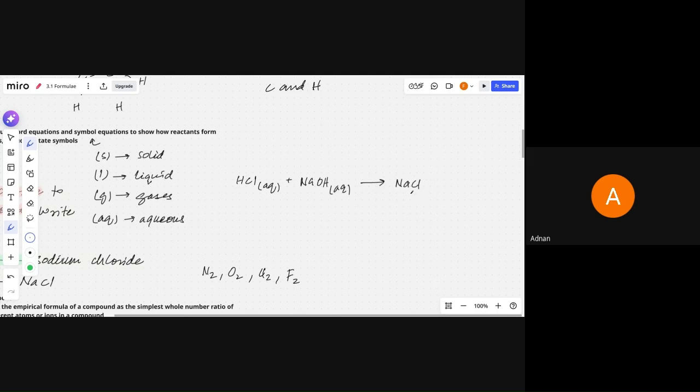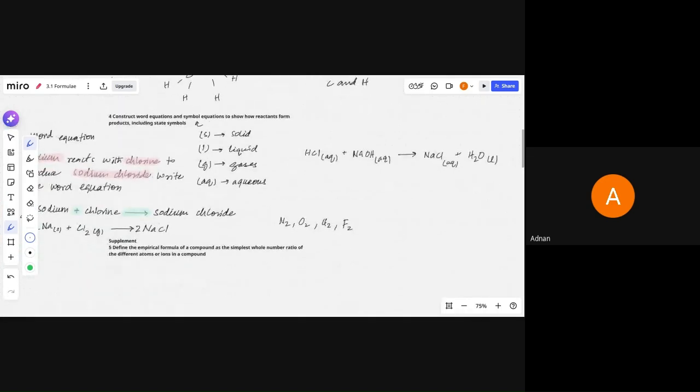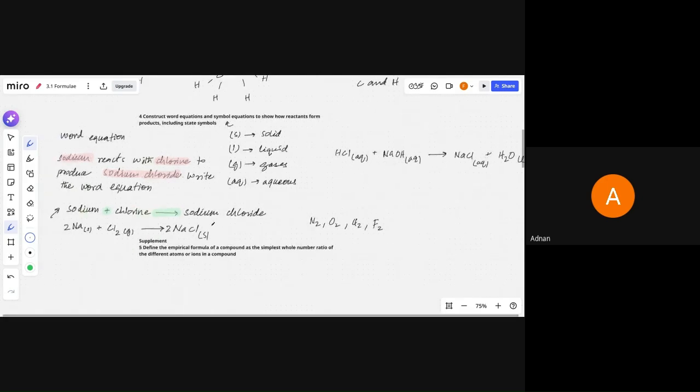Now salt is an ionic compound, it is soluble in water, so it will also be aq, and water is produced as a byproduct. So now the question arises, why am I writing solid here for sodium chloride and aqueous for this sodium chloride?